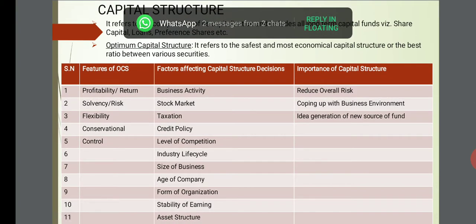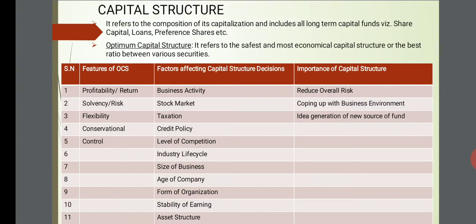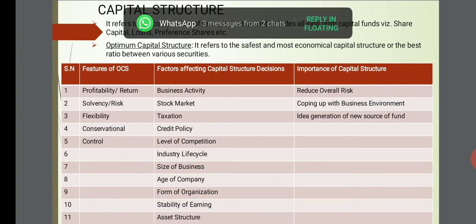Now, what are the features of optimum capital structure? It gives you profitability, return, less solvency risk, and flexibility. It has a conservative approach. It also gives you control.